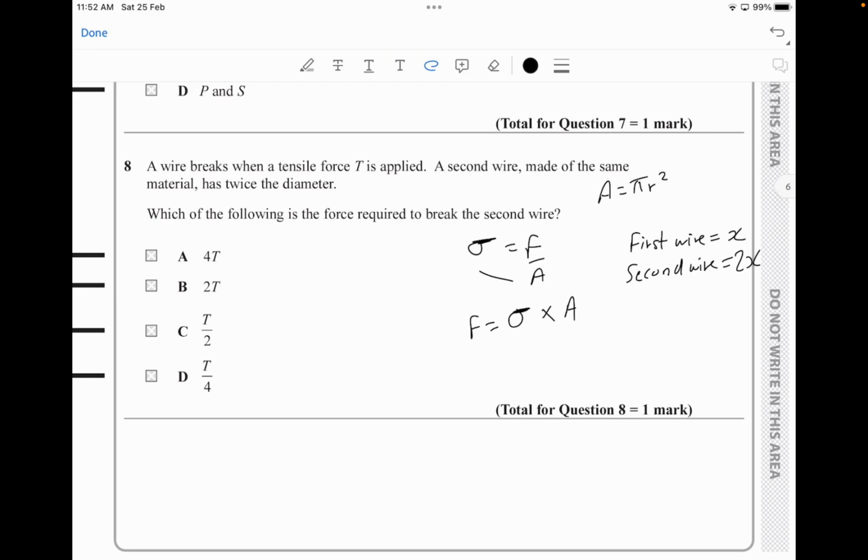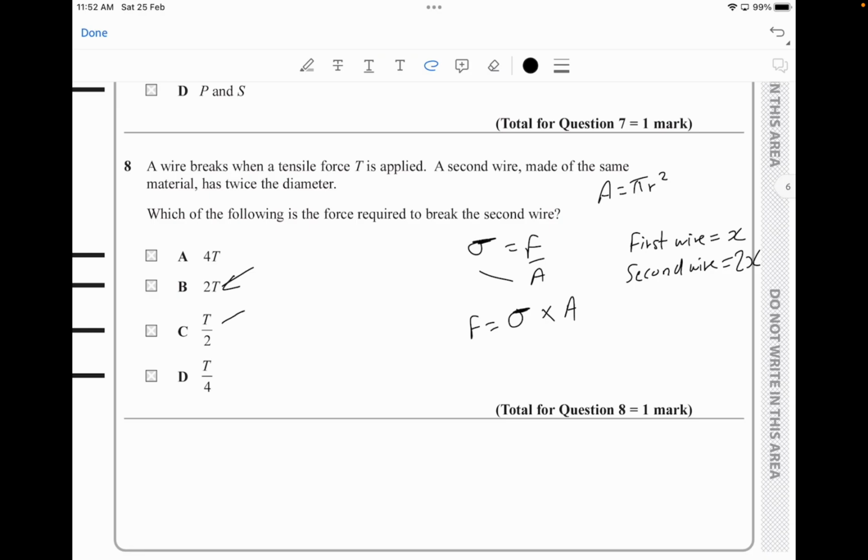So we have to find out the force required to break the second wire, so that's going to be actually 4 times the thing. So it's going to be 4T, since we know, because B is not correct. Now the reason why B is not correct is that doubling the diameter is going to give 4 times the cross section. This requires 4 times the tension for the same stress.